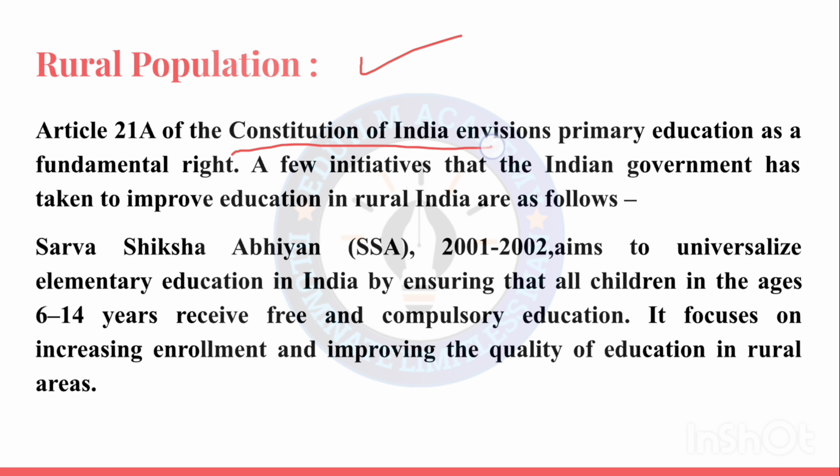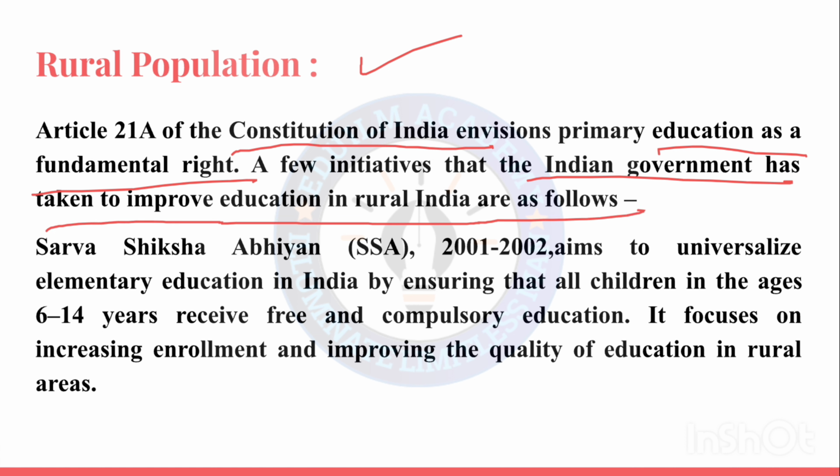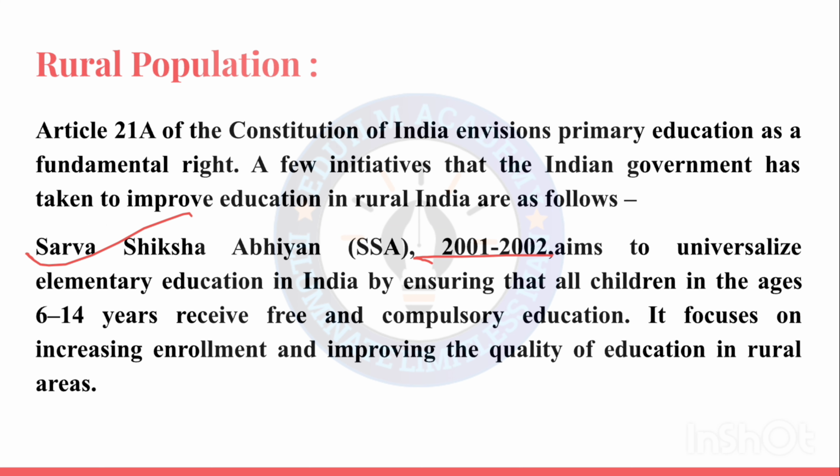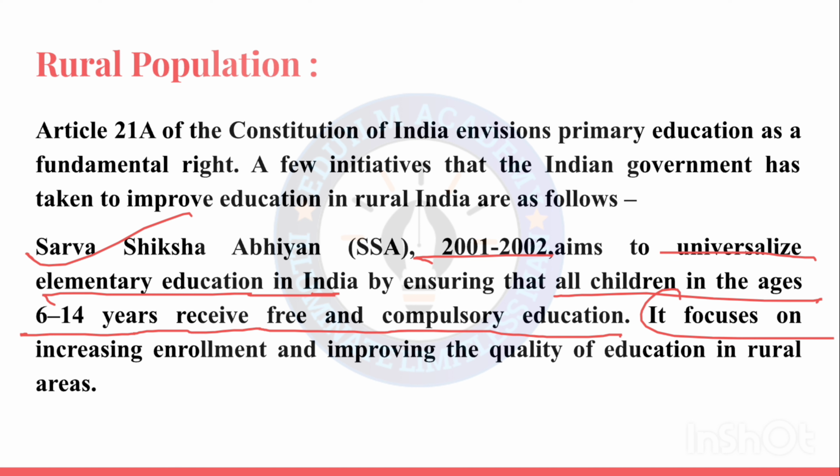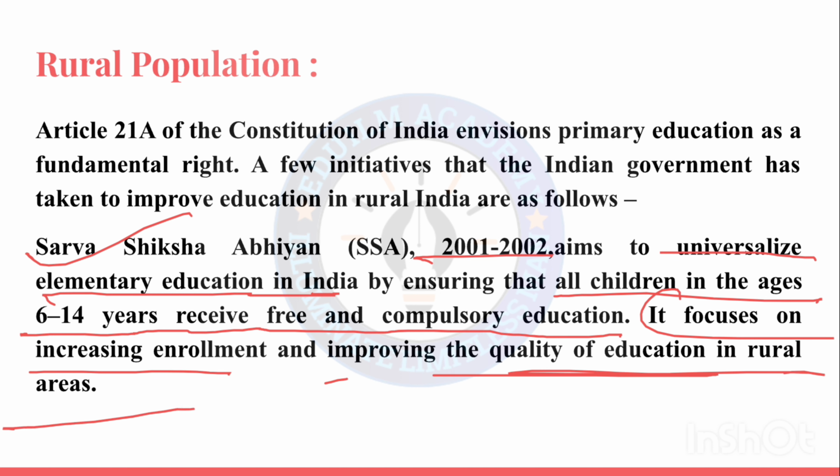Rural population. Article 21A of the Constitution of India envisions primary education as a fundamental right. A few initiatives that the Indian government has taken to improve education in rural India are as follows. Sarva Shiksha Abhiyan, 2001-2002, aims to universalize elementary education in India by ensuring that all children in the ages 6 to 14 years receive free and compulsory education. It focuses on increasing enrollment and improving the quality of education in rural areas.